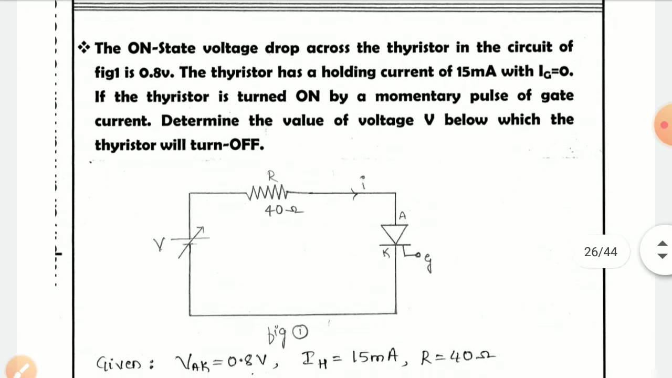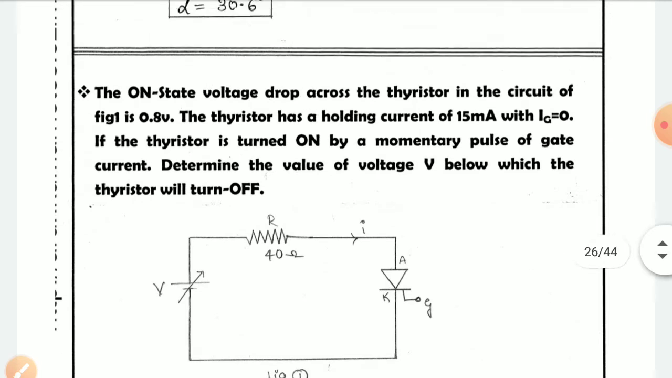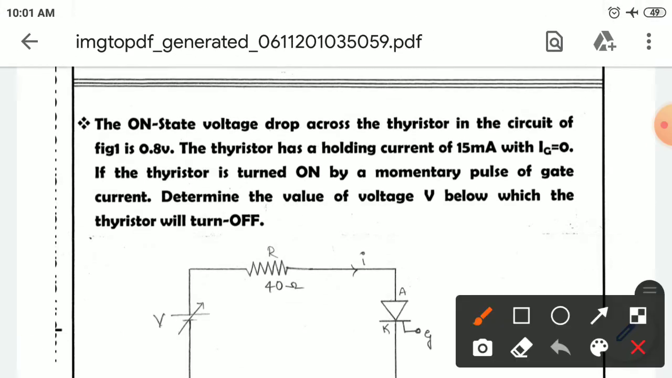Next is the constant voltage drop across the thyristor. In the circuit of the next problem, the on-state voltage drop across the thyristor in the shown circuit is around 0.8 volts. The thyristor has a holding current of 15 milliamps and Ig is equal to 0. If the thyristor is turned on by a momentary pulse of the gate current, determine the value of the voltage V below which the thyristor will be off.